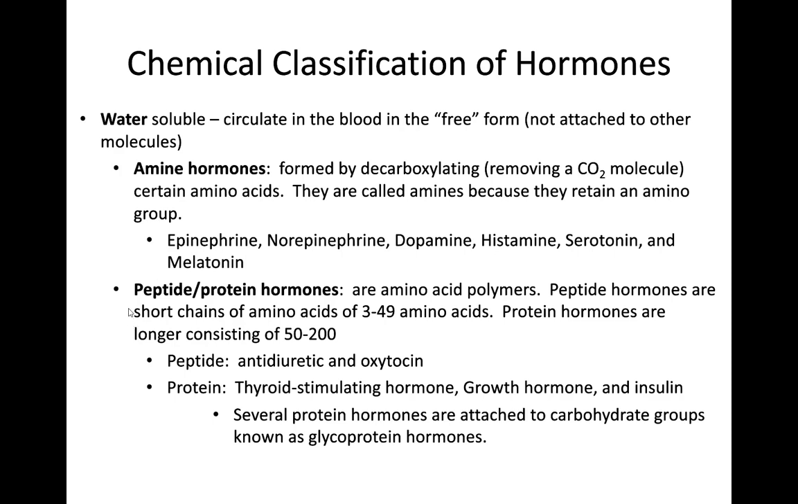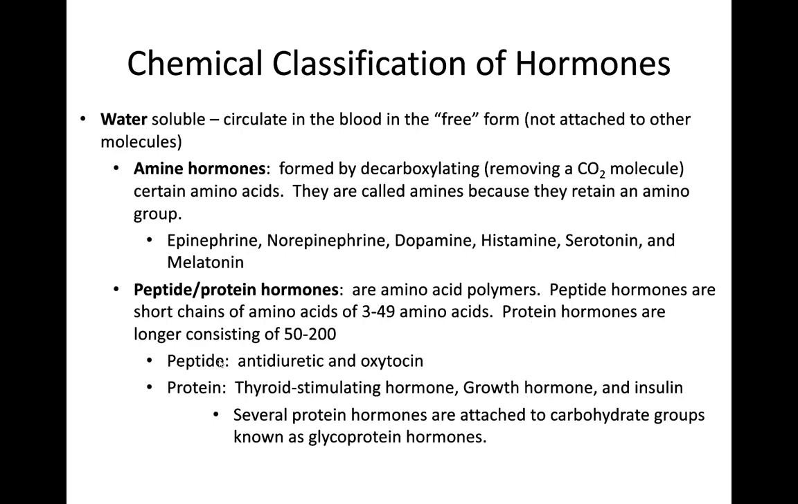Peptide/protein hormones are made up of amino acids in polymer form. So in other words, just chains of amino acids. If the chains are short, in other words, between 3 and 49, we'd call it a peptide hormone. If they're between 50 amino acids and as many as 200, we'd call it a protein hormone. So in other words, peptides are just smaller than proteins.